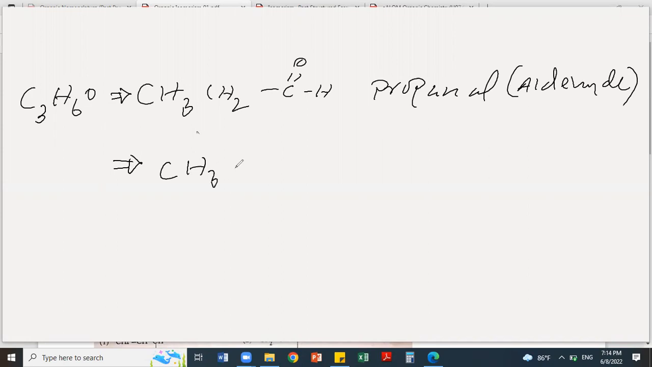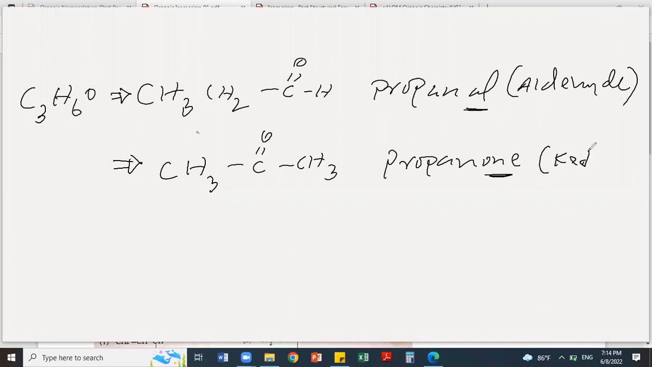I can also write a ketone for this if I want: CH3, CO, CH3. What is this called? Propanone. It's a ketone. The name ends in -one for a ketone, and in -al for an aldehyde. Propan means 3 carbon; both have 3 carbon. This one is -al, that one is -one. -al means aldehyde, -one means ketone. Commercially we use acetone as nail polish remover, to remove nail polish.